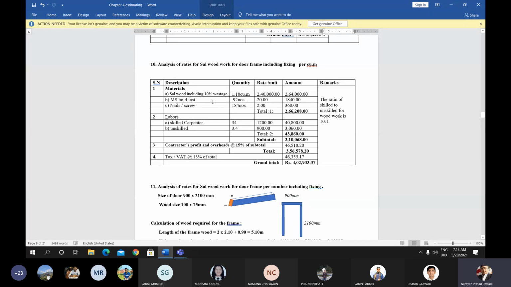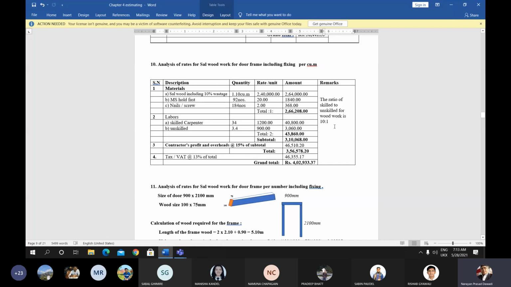So solid including 10% wastage for a cubic meter of the solid, after considering 10%, gives 1.10 cubic meter. The rate per cubic meter of the solid is 2,40,000, which you can also take as 2,50,000. It is a very expensive member because solid wood is very expensive, and that's why the minimum rate per cubic meter of solid is 2,40,000 rupees, which gives the value of 2,64,000 rupees.